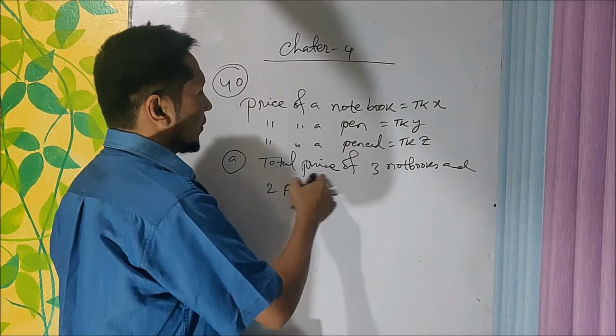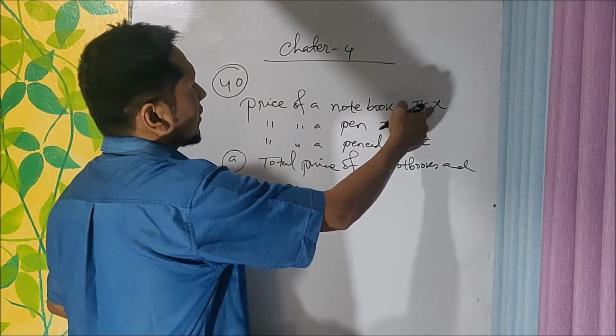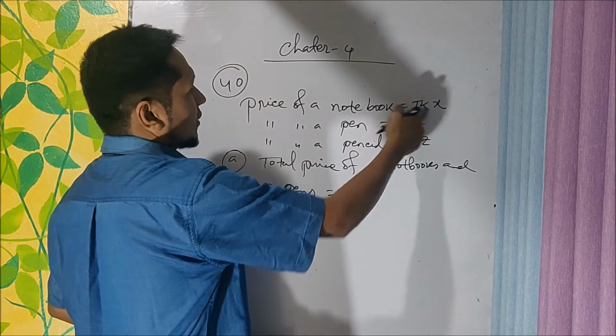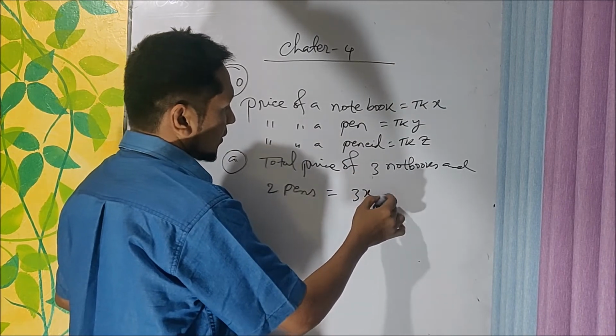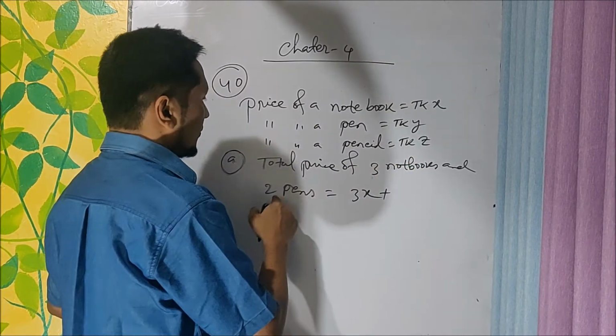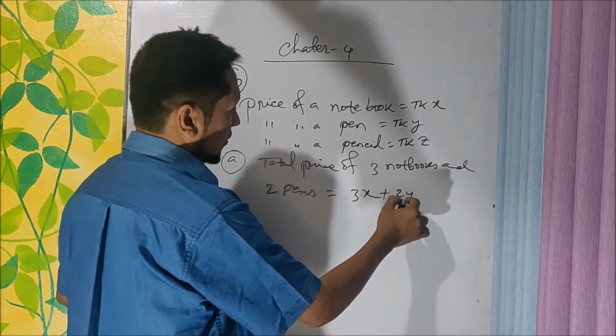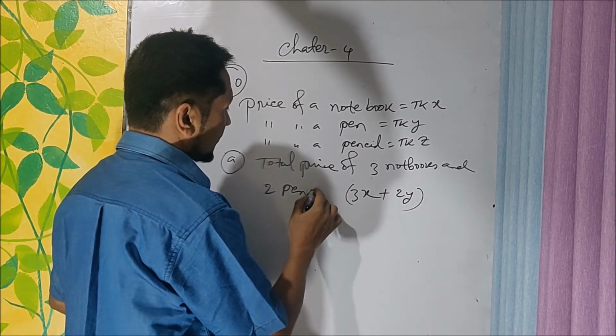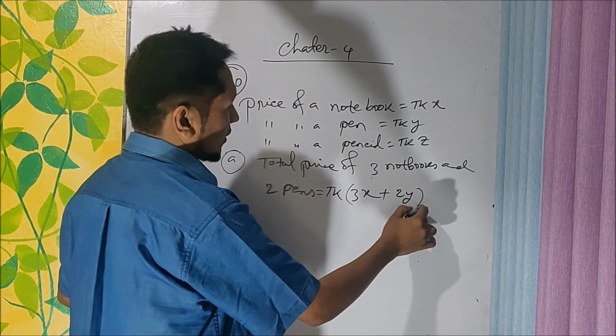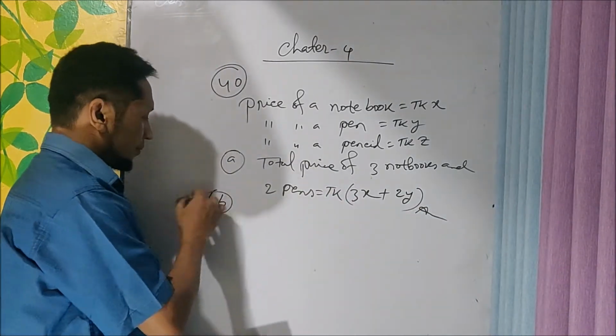Total price of 3 notebooks is what? 1 notebook is x, so 3 notebooks will be 3x, plus price of 2 pens. The price of a pen is taka y, so 2 pens will be 2y taka. This will give the answer of part A.